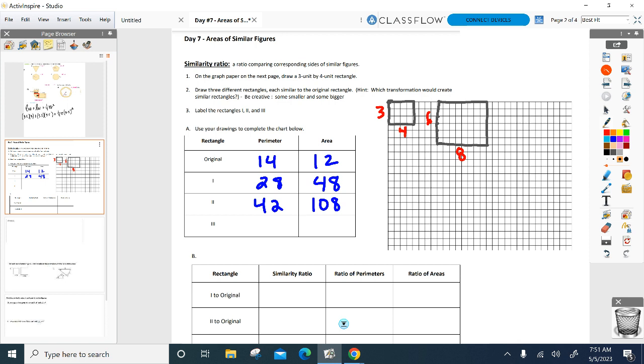Can we decrease it a little bit instead of going like 12 by 16? Can we go 1.5 by 2? Is that all right? If I cut it in half, 1.5 by 2 now. Let's do that one for rectangle 3. 1.5 by 2. What's your perimeter and area? One and a half by 2. Seven by 3. All good?